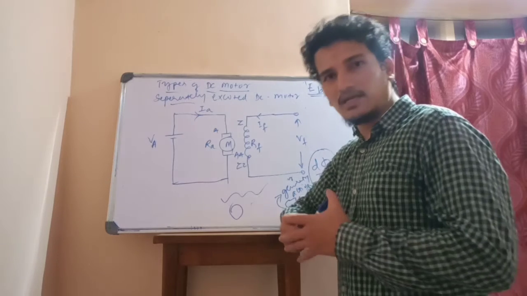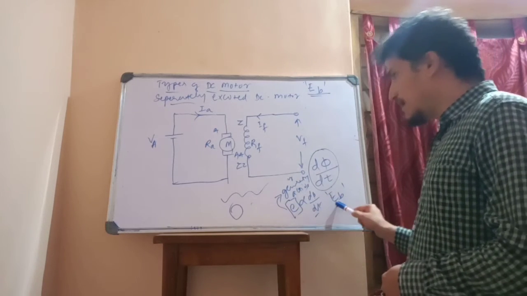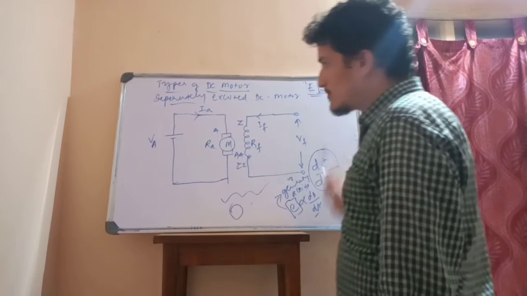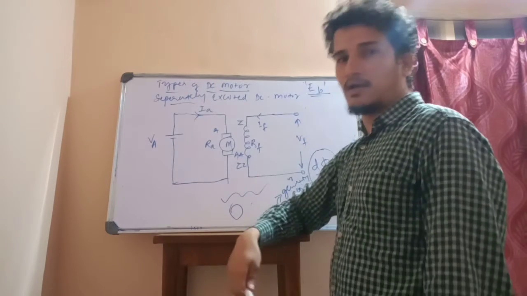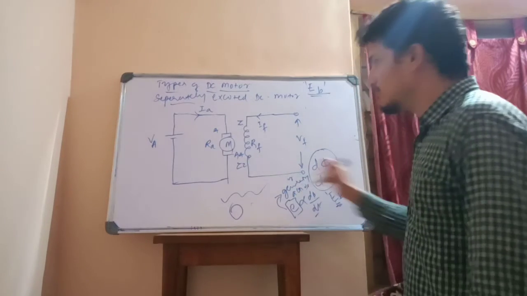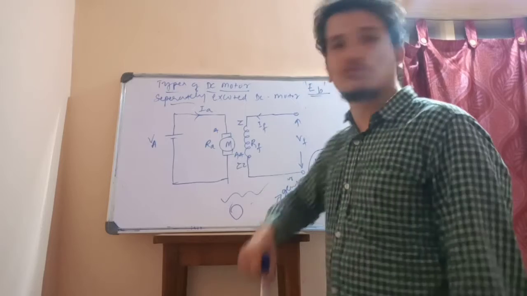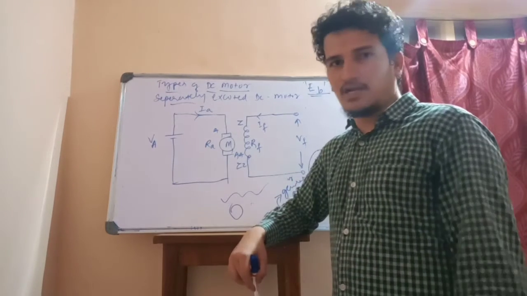That is nothing but the generating action. So this EMF induced is called back EMF. This is called back EMF because the polarity of this back EMF is opposite to that of the applied voltage according to Lenz's law. The direction of this back EMF is given by Fleming's right hand rule because it is generating. If it is motoring, then it is Fleming's left hand rule.